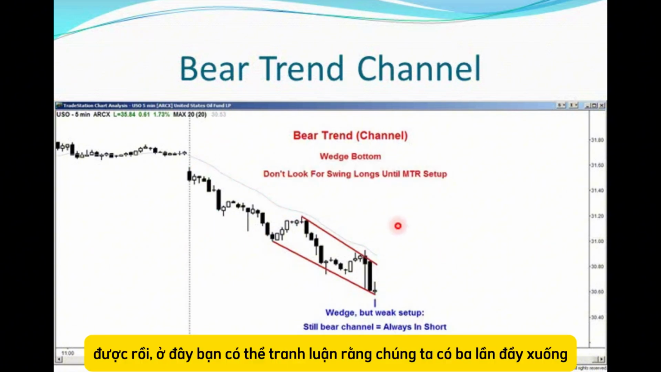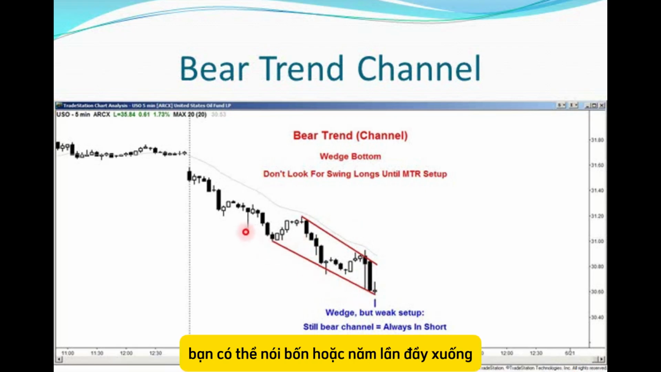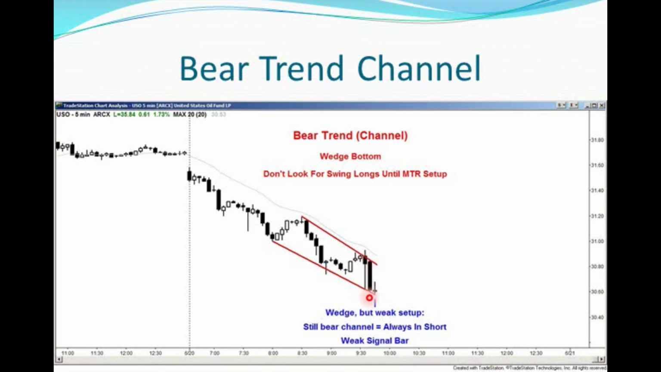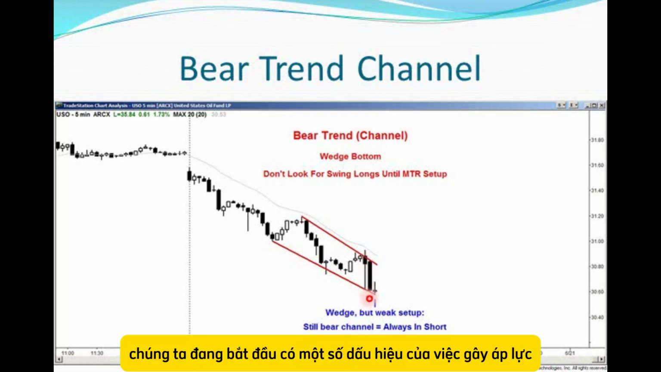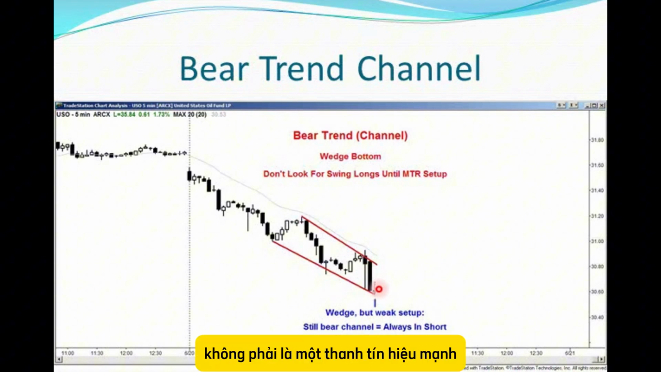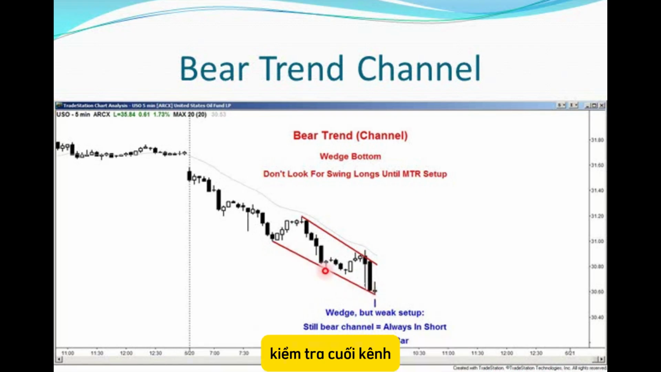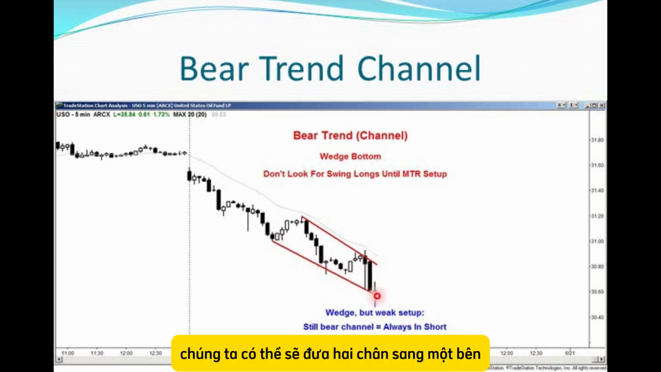Okay, here you can argue that we have 3 pushes down. You can say 4 or 5 pushes down, but we have a little bear spike, another spike, another spike, a micro double bottom. The market went down and up and down. So we're starting to get some signs of buying pressure. Not a strong signal bar, certainly not after that very big bear bar, but it could lead to a reversal, a test of the bottom of the channel. At a minimum, we should get to the top of the channel. After 3 pushes down in a channel, we probably will get 2 legs sideways to up.